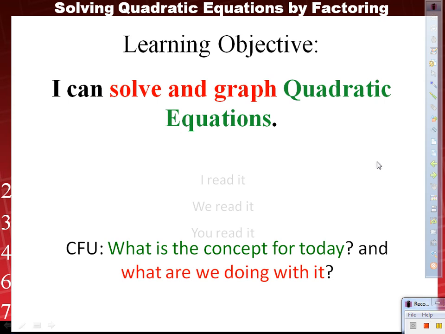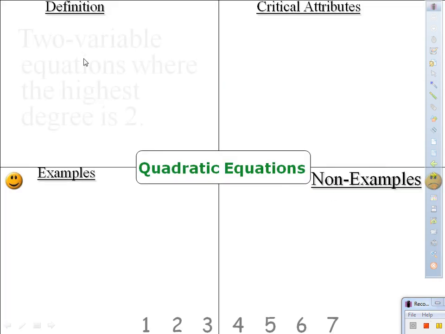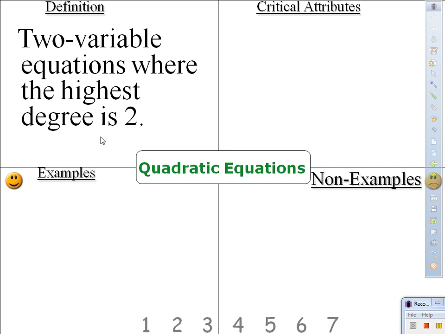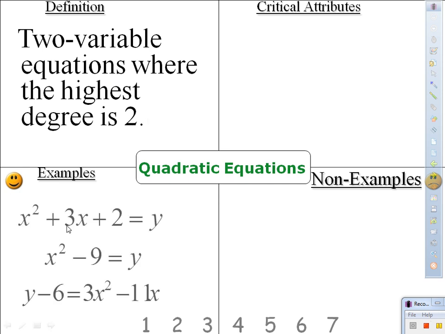So quadratic equations, what are they? Quadratic equations are two variable equations where the highest degree is 2. Hopefully you understand every word on that definition by now. Two variable equations where the highest degree is 2. Examples: x squared plus 3x plus 2 equals y, x squared minus 9 equals y, y minus 6 equals 3x squared minus 11x. Copy that. You've got 40 seconds. Go.